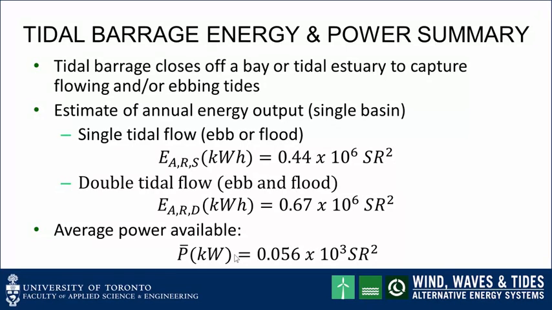So we can make an estimate of the annual energy output for a single basin system. We have an equation for the single tidal flow, so capturing power just on the ebb or the flood tide, or for a double tidal flow, so capturing power on both the ebb and the flood tides. You can see those numbers 0.44 and 0.67 times 10 to the 6th s sub r squared respectively. And finally, we have an equation for the average power available, which is 0.056 times 10 to the 3rd s sub r squared.